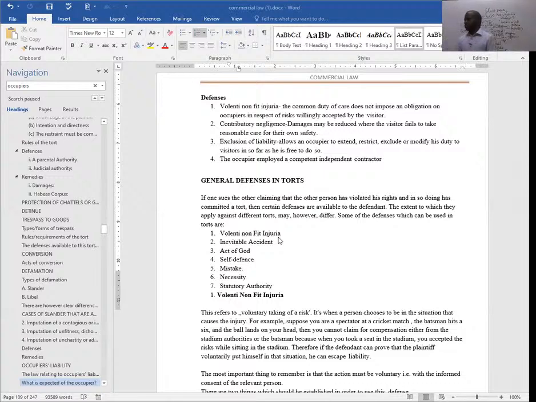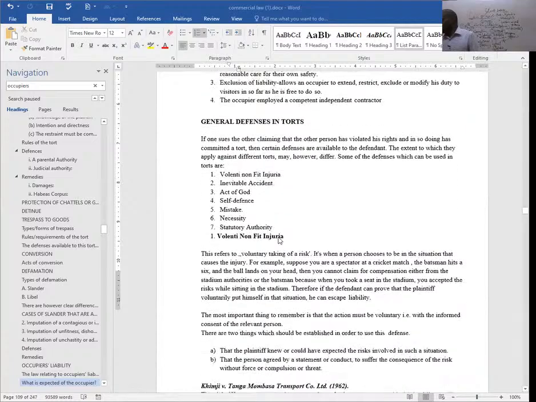Statutory authority, which I think I've explained, whereby there's a statute or a specific law that allows a particular tort to be committed or a particular wrong to be committed. So it can be used as a form of defense. Those are the general defenses that can be pleaded under the law of tort.